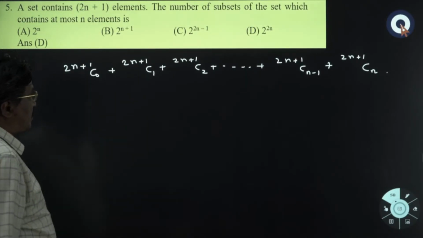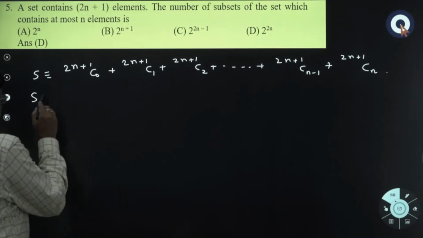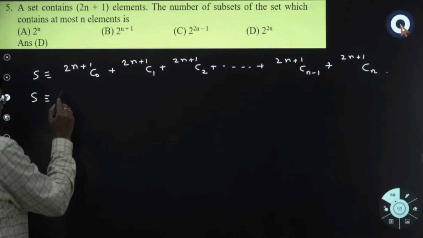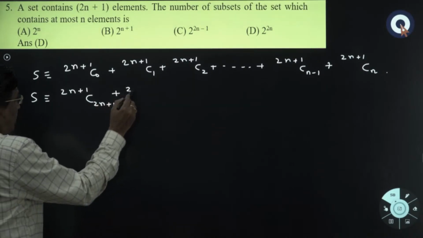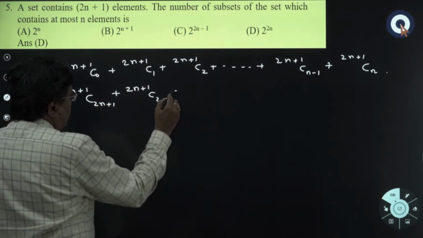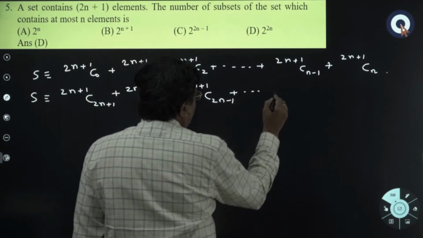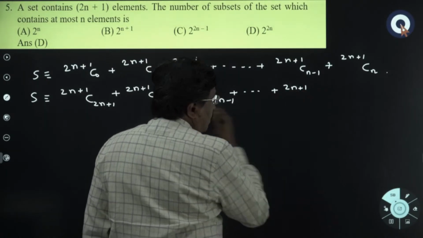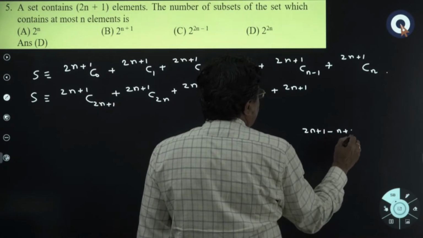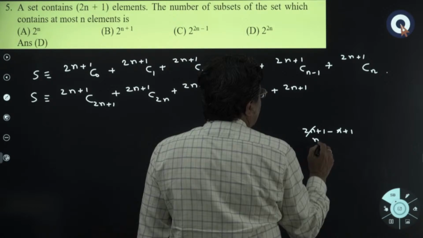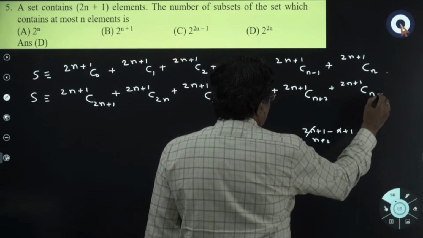So we need to find the sum of this. Let us call this S. And the same S, we shall write using nCr is equal to nC(n minus r). So we can write this as 2n plus 1 C 2n plus 1, plus 2n plus 1 C 2n, plus 2n plus 1 C 2n minus 1, and so on, plus 2n plus 1 C n plus 1. So this is what we get.